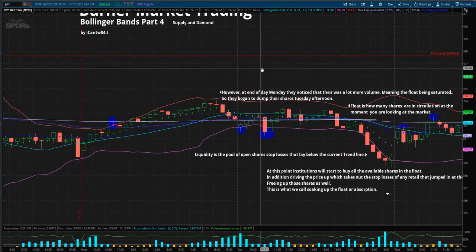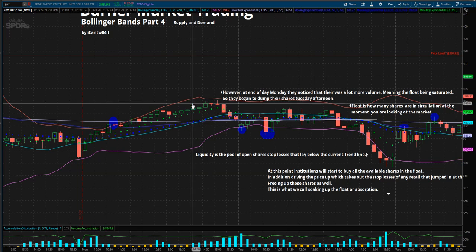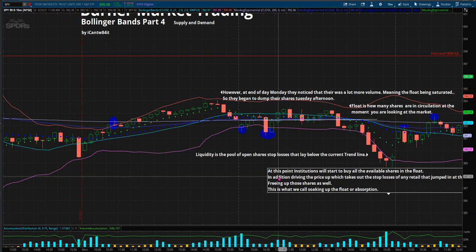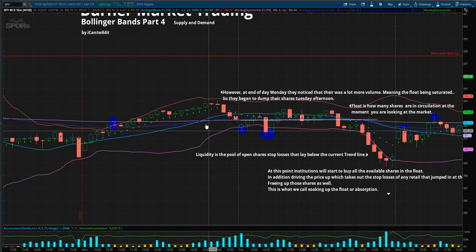And they noticed that there was a lot more volume on this run down. And because there's a lot more volume as it's moving up, but it's not moving up, but the volume is increasing, that means that there's a lot of liquidity down here. And what is liquidity? Liquidity is a pool of open shares' stop losses that lay below the current trend line.